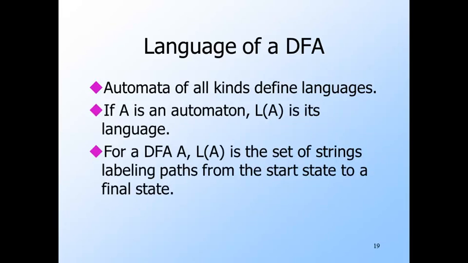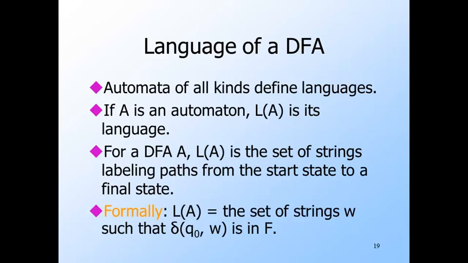For a deterministic finite automaton, the language it defines is the set of strings that may take the start state to a final state. Formally, the language of a DFA is the set of strings W such that the extended delta applied to the start state and this W is a final state.